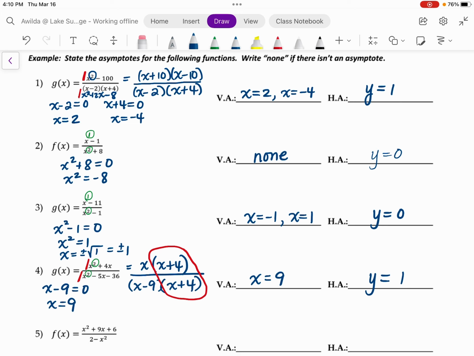Later on in this lesson, we will discuss what happens when there are matching zeros or matching factors in the numerator and the denominator. It's going to create something known as a removable discontinuity, which we also just call a hole in the graph.